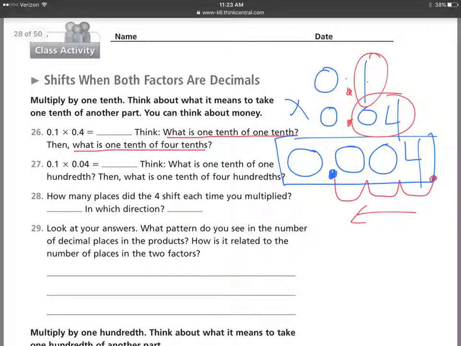Number 29, look at your answers. What patterns do you see in the number of decimal places in the products? How is it related to the number of places in the two factors? We've been talking about it. How is the number of decimal places in your two factors similar or different to the number of decimal places in your answer, or your product? Now I would like you to complete all questions up to number 34 and then come back for the rest of this lesson.